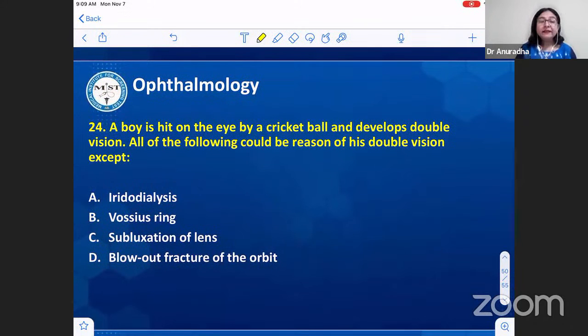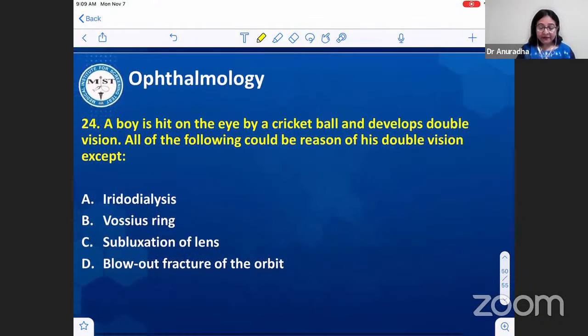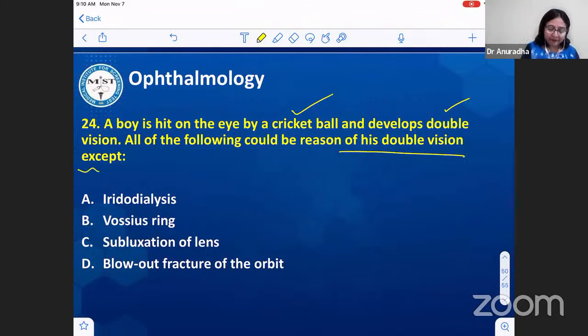A boy is hit on the eye by a cricket ball and develops double vision. Beta, trauma, again an important topic. The eye trauma, high yield topic for your exam. Now this boy is hit by a cricket ball and now he develops double vision. All of the following could be the reason for his double vision except: iridodialysis, Vossius ring, subluxation of the lens, blowout fracture of the orbit.